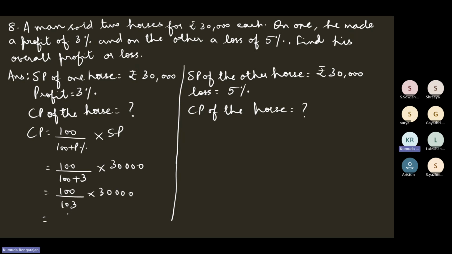This one is not exactly divisible. So how did you get whatever you told me, Shreya? I didn't do this method, ma'am. I did SP minus profit is equal to CP that way.